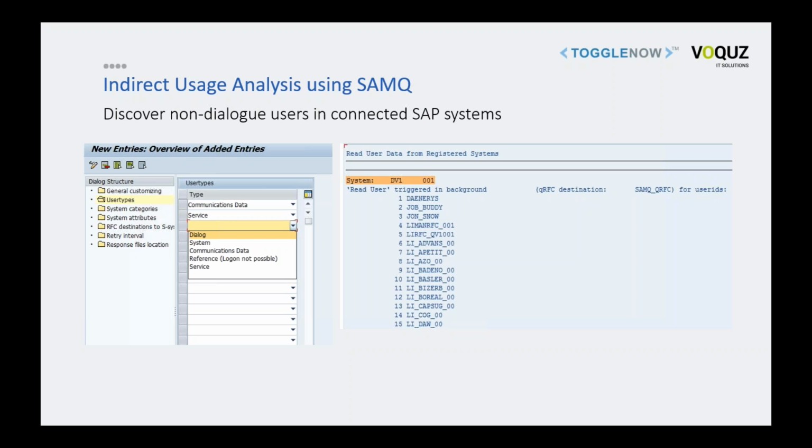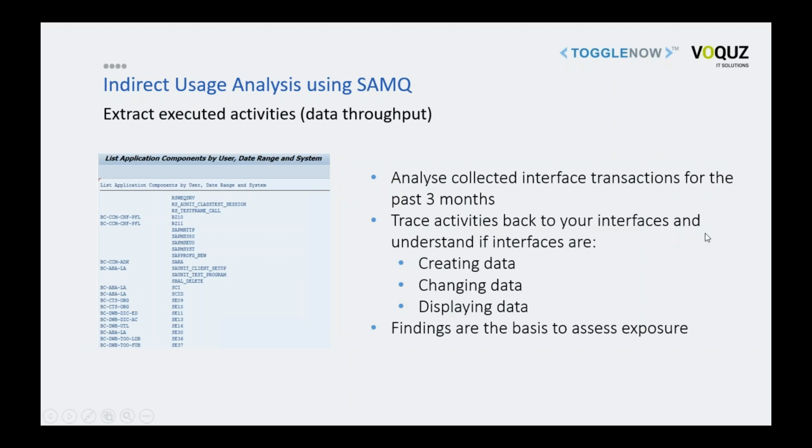So what we typically do to analyze indirect access, we would move away from scanning the dialogue users to doing a discovery of interfaces and then non-dialogue user types. So you can see a sample output on the right. We're finding some of these potential interfaces just by moving away from dialogue users and actually running that discovery across all of your systems. Next slide, please.